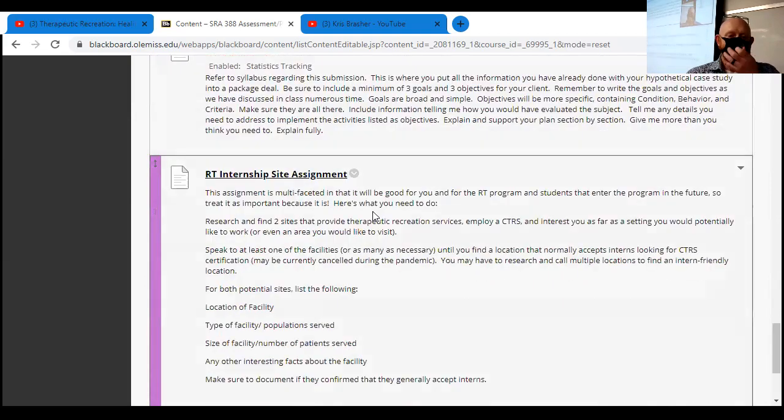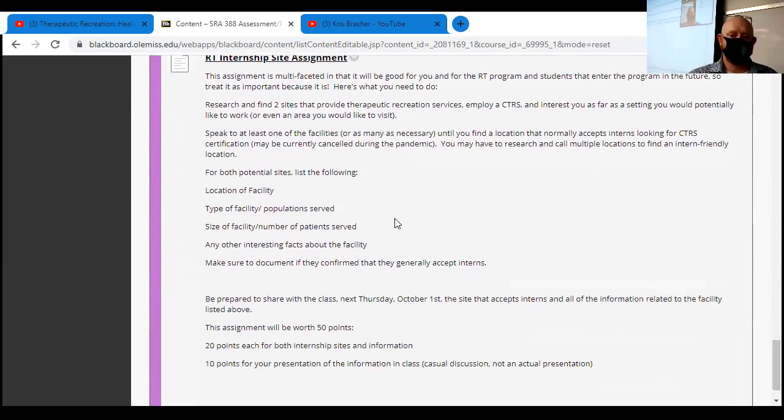Also, I added this today because it's going to be helpful for me. It's going to be helpful for the therapeutic rec program. Isabella, you've seen this before, I do believe, from 473. We did this, and you cannot use the same two that you did in that class. Huh? If they have a CTRS.